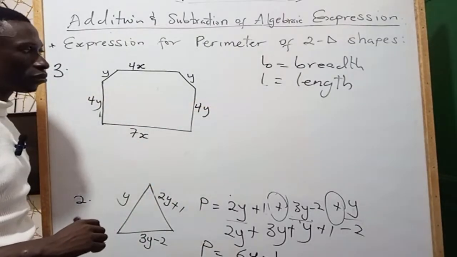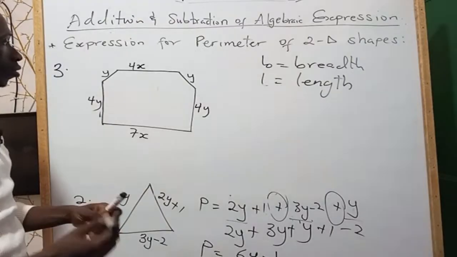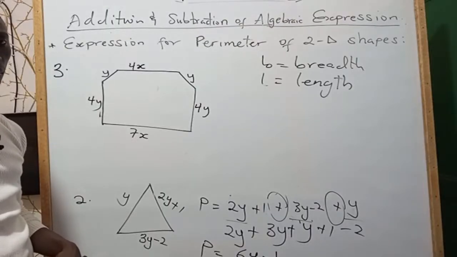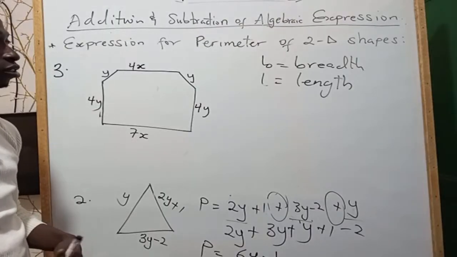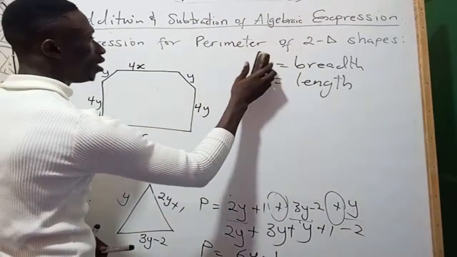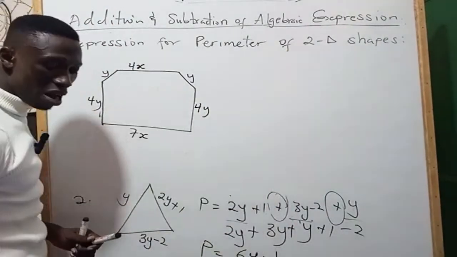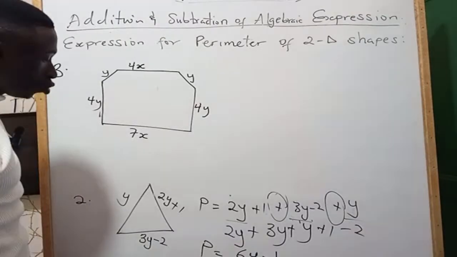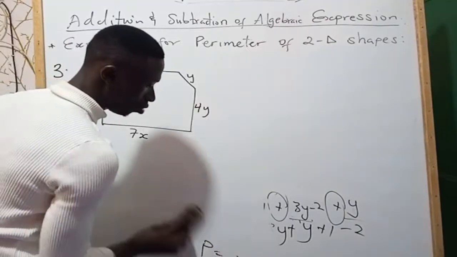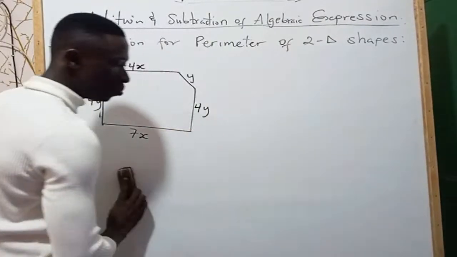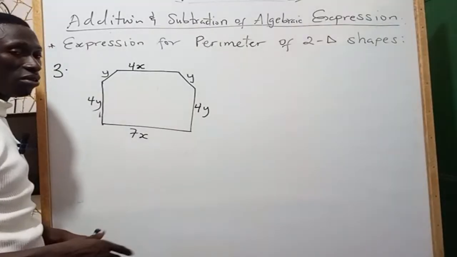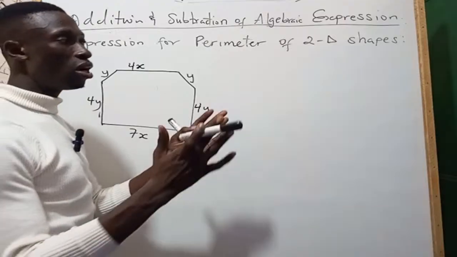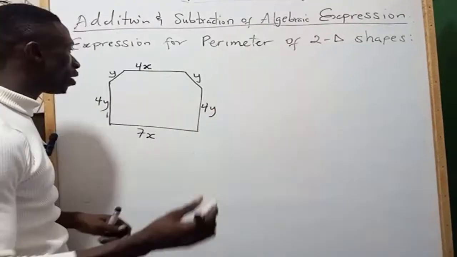All right. Activity 3. You have been given this shape to find the perimeter. So I'm going to do it here. Remember the perimeter, we said perimeter is the sum total around your figure. You pick all your sides together and then you sum them, you add them. All right. So now let's start.